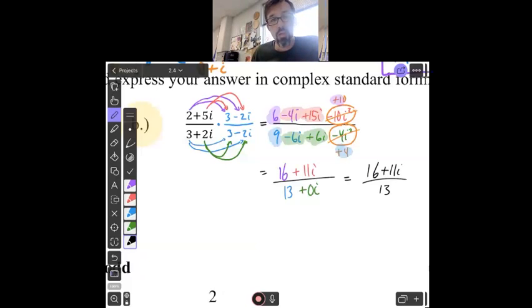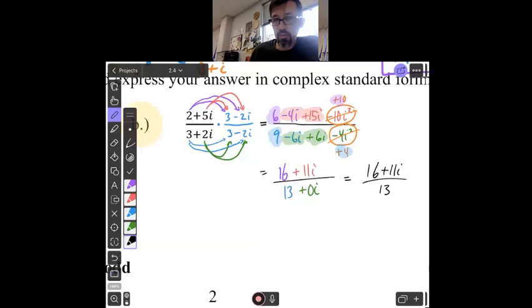So think about our goal, right? Get the i out of the denominator, make sense of our group size. What are we dividing by? How big of groups do we want? How many groups do we want? Right? I want group size 13, or I want 13 groups. I know how to make sense of that. I may not know how to divide 16 plus 11i by 13, but I know what it means to divide by 13. So I've made more sense of the problem than where we started. I had no idea how to divide by 3 plus 2i, but I know how to divide by 13.